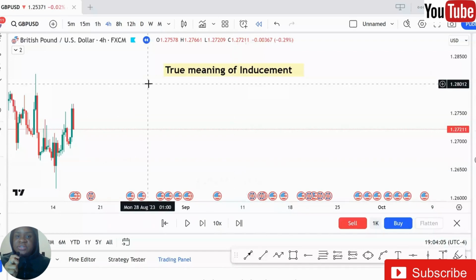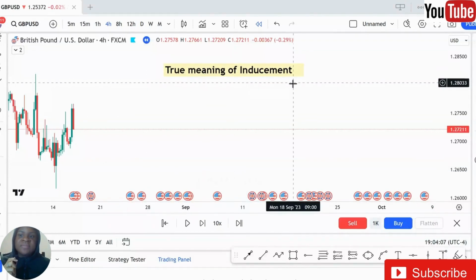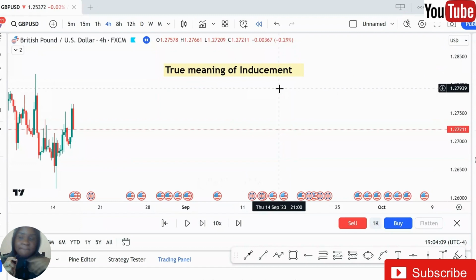Today's topic is the true meaning of inducement. Now, majority of the time, many of us are always a form of inducement in the sense that people call it a fake breakout. As retail traders, the retail traders do have their own fake breakout. They'll tell you if you draw trend line to trend line and it doesn't come out with a body and wick, you don't take the trade and stuff like that. That's how it is for ICT and SMC traders.